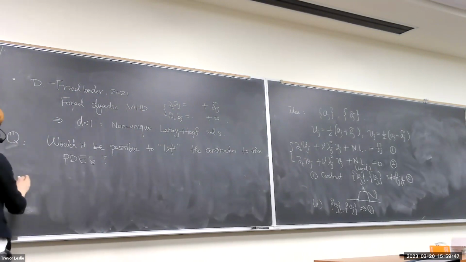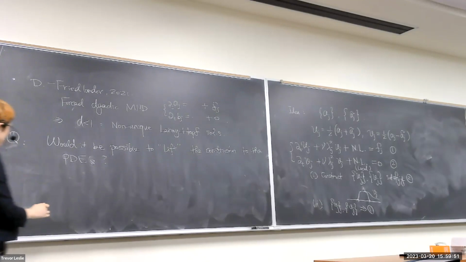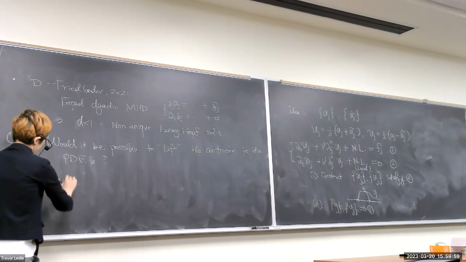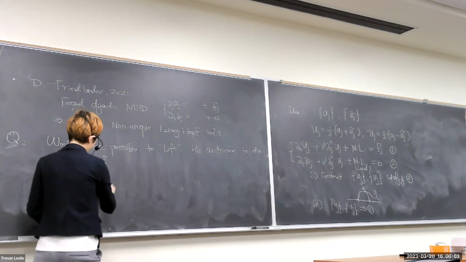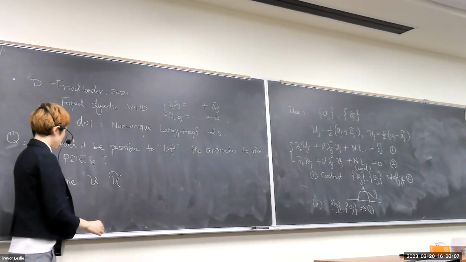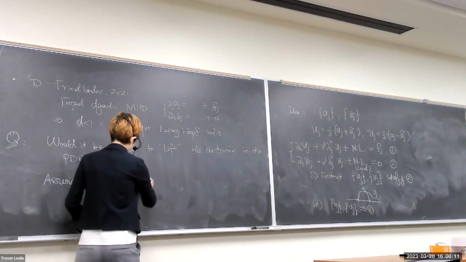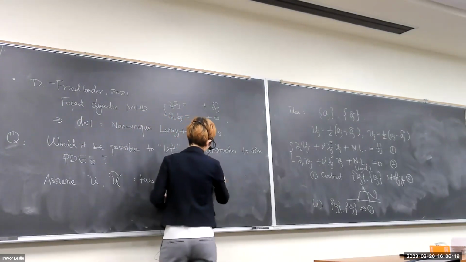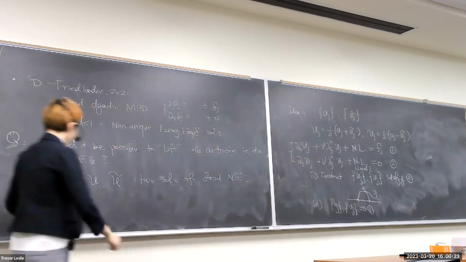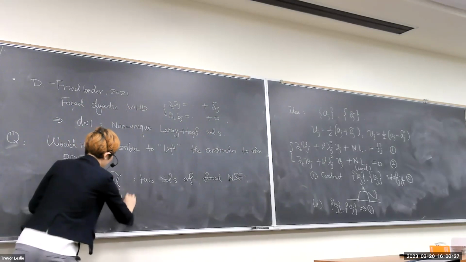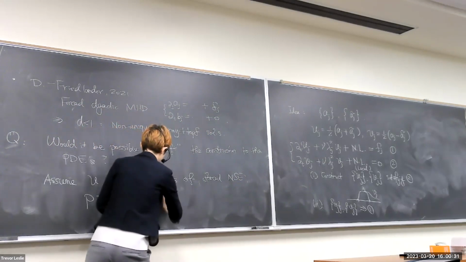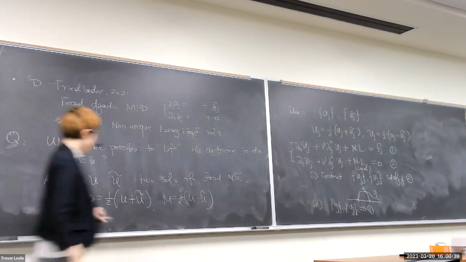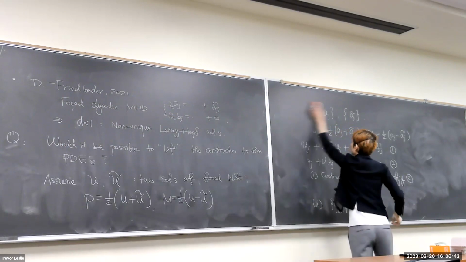So now let me formulate this question precisely. Again, we use Navier-Stokes as an example. Let's say we have two solutions, U and U tilde, of the forced Navier-Stokes system. We take the sum and we take the difference, and I'm going to write out the system satisfied by the pair P, M.